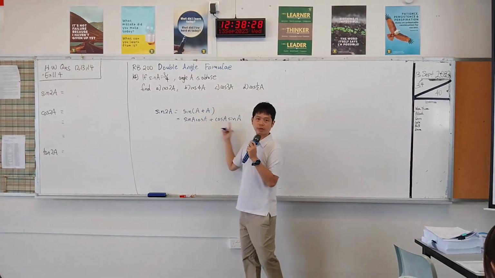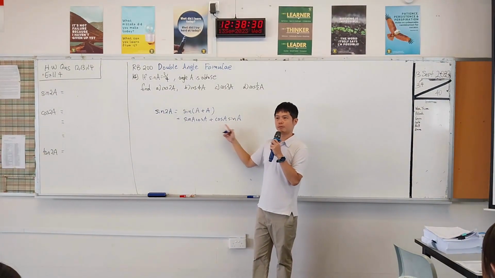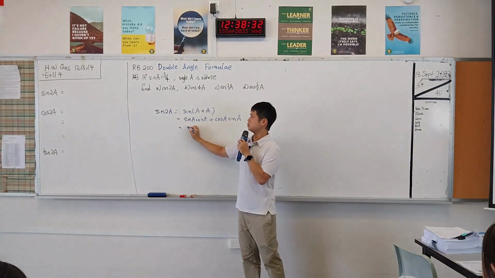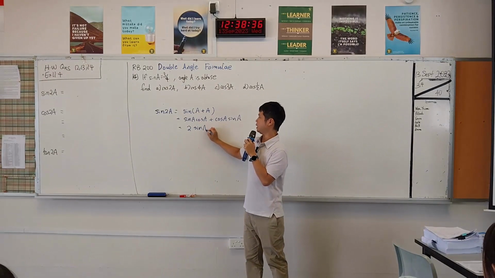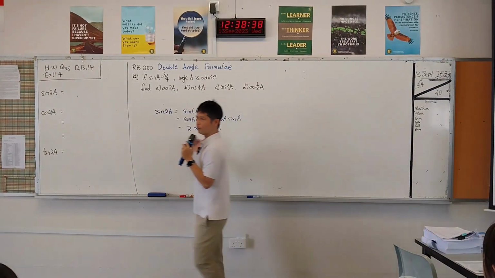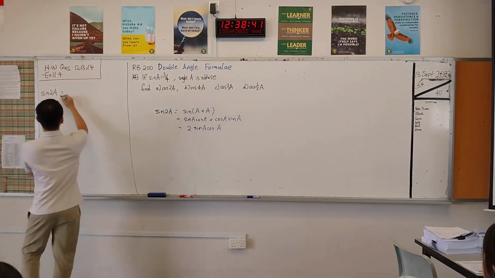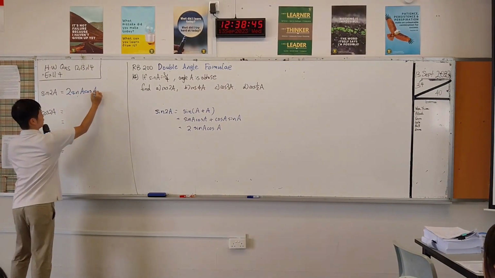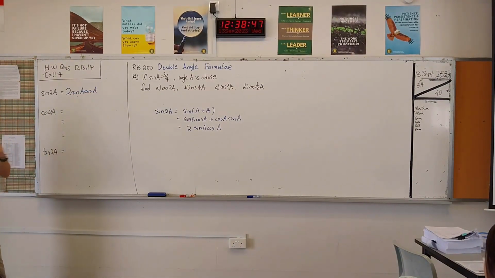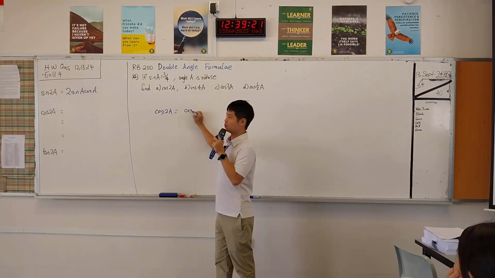Do you realize that these two terms are exactly the same? All right, so what do we get? We get 2 of sine A and cosine A. So this is the formula for the double angle. The formula is 2 sine A cosine A. Okay, so just write this down.